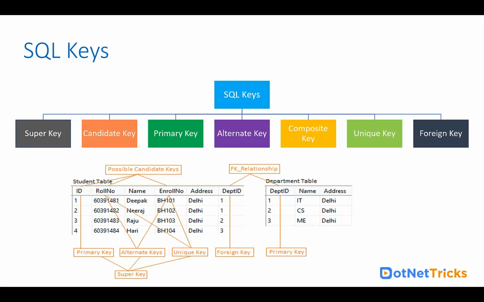Alternate key I already explained to you. When from the possible candidate keys one column is selected as the primary key, the others become alternate keys. It means the keys which can work as a primary key if needed are known as alternate keys. The next one is the composite key.